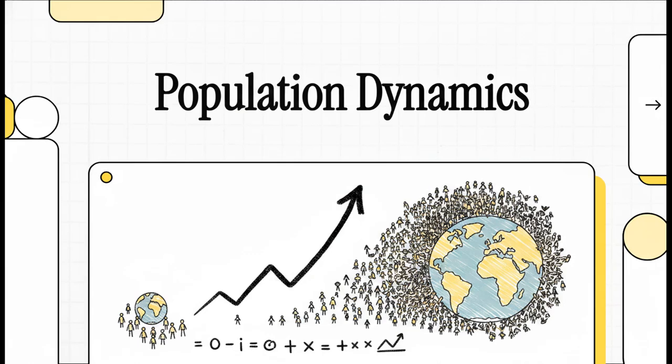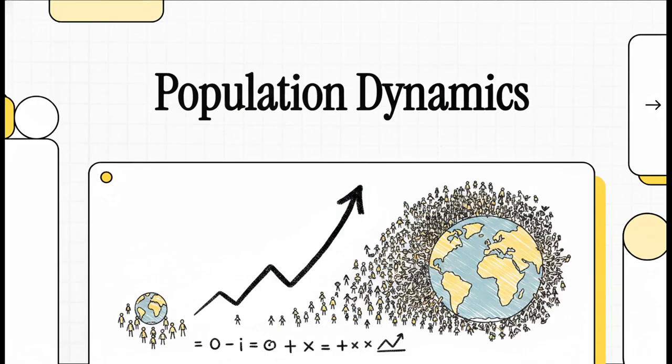Welcome to this explainer. Today we're diving into something absolutely fascinating, population dynamics. Think about this for a second. Humankind started out incredibly small. We're talking maybe 125,000 people on the entire planet roughly a million years ago. Fast forward to today, and we're literally in the billions.